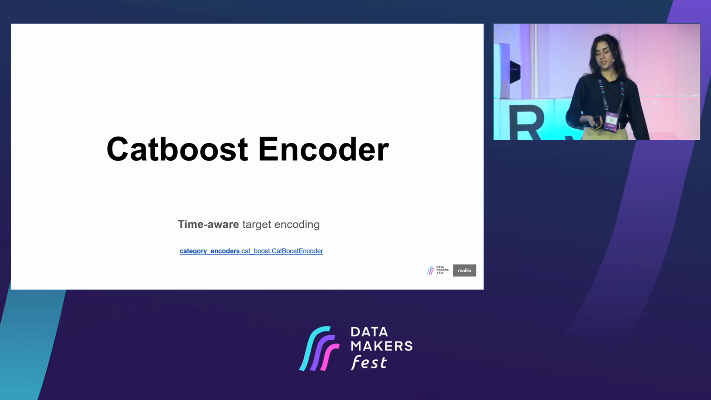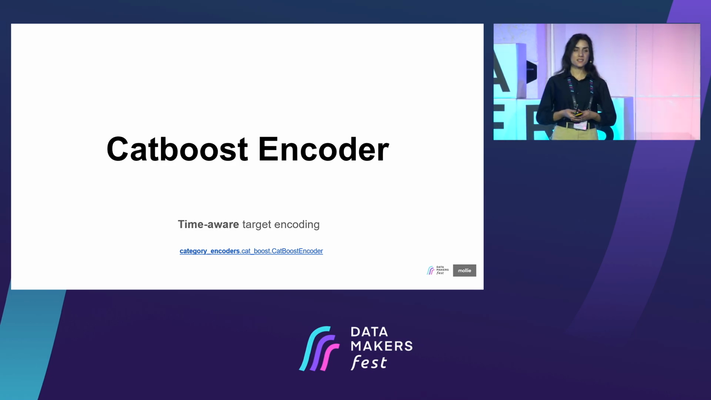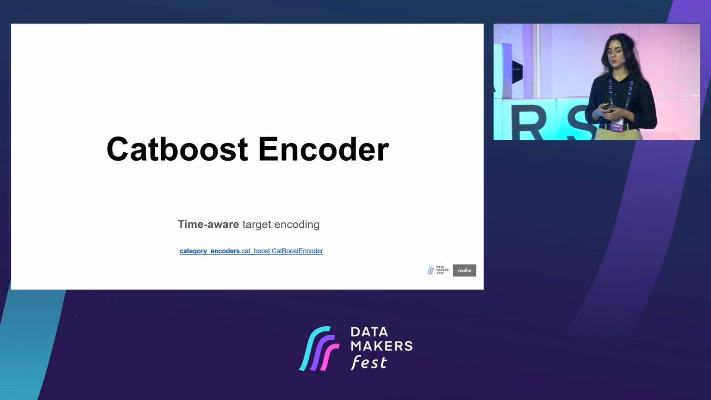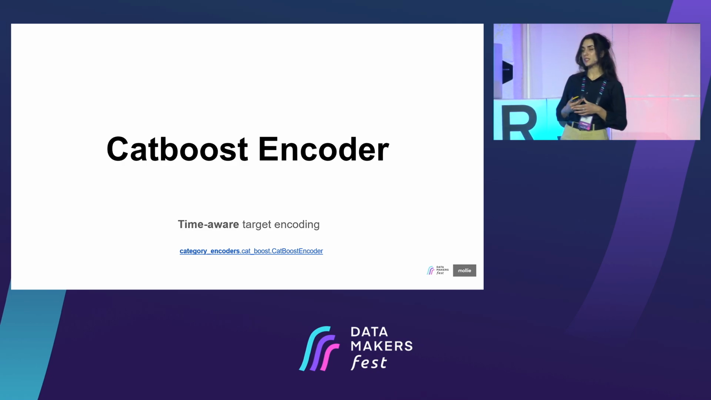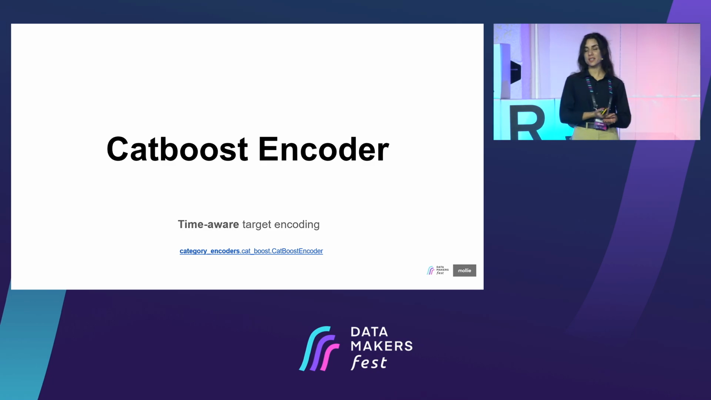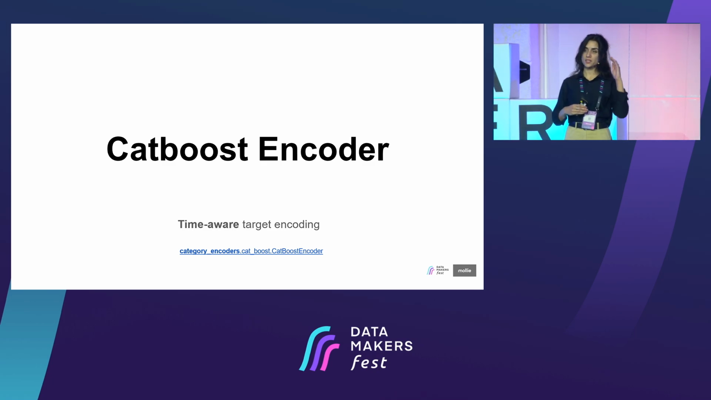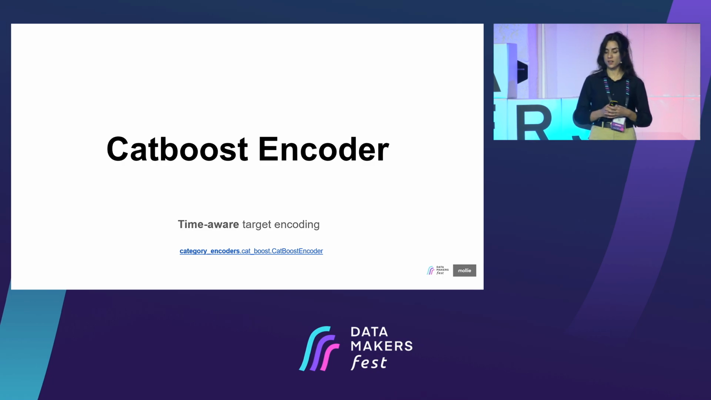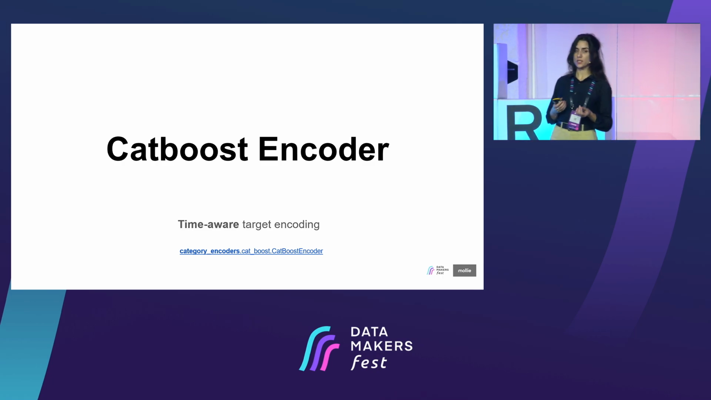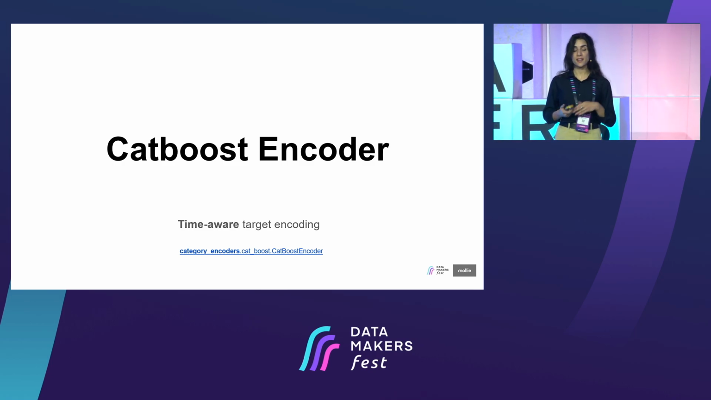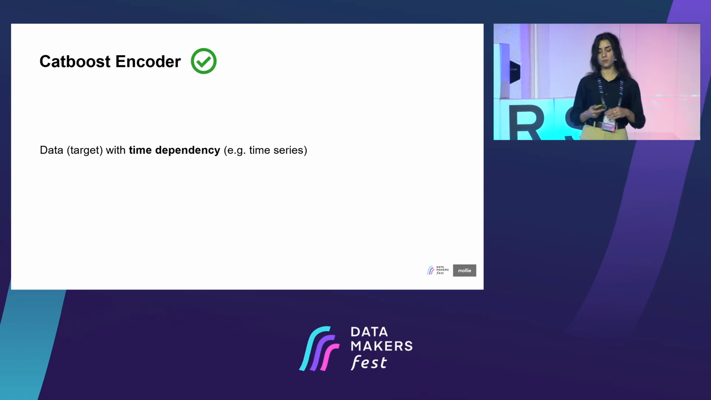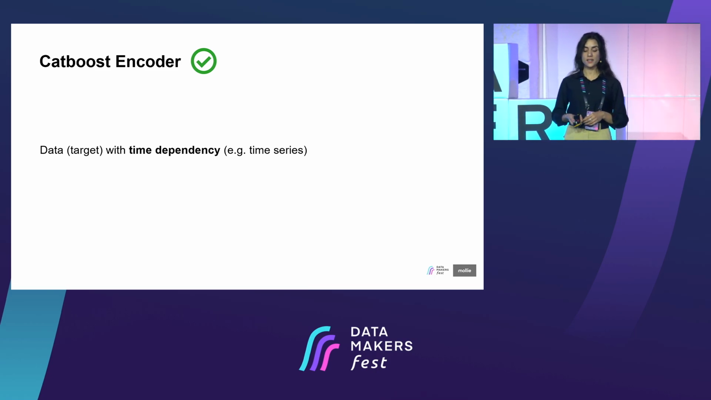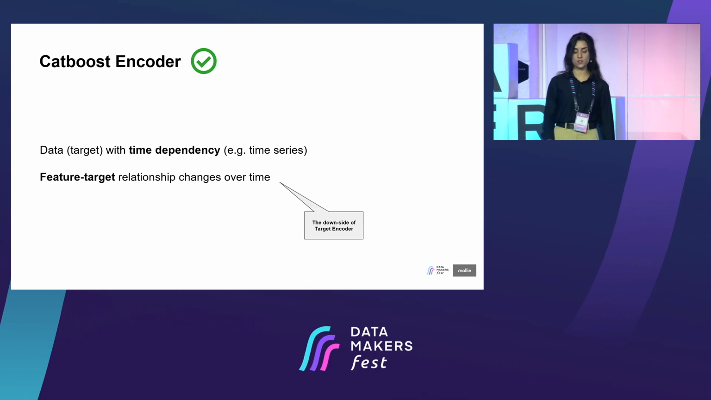The last one I'm covering today is the CatBoost encoder. And in simple terms, I would say it's time-aware target encoding. Why is that? It's because this one works the same as the target encoder, except that we first order all of the values according to a specific time. So if your data has a time component and there is a dependency between the target and your feature, then this one is a good idea to use.